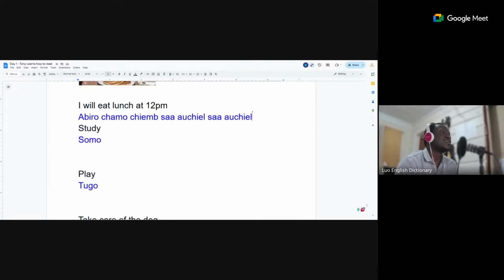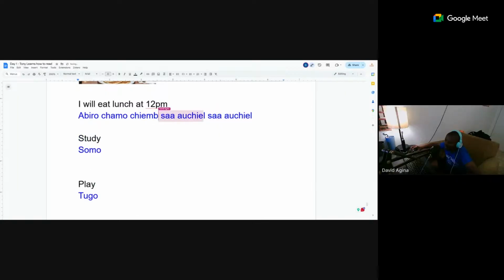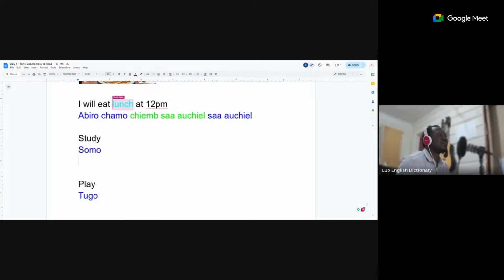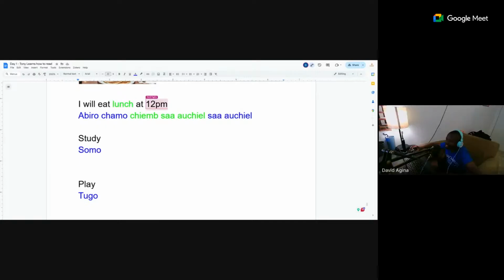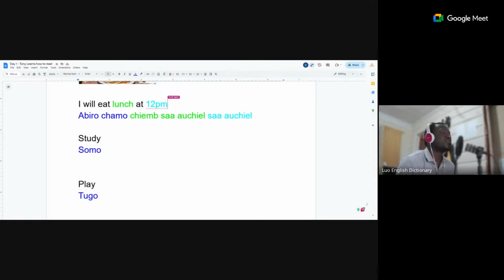Good. Wait, let me color code that. Okay. Oh, wrong one. That's gonna be neon. Okay, done. All right. Then let's move on to study, or somo.